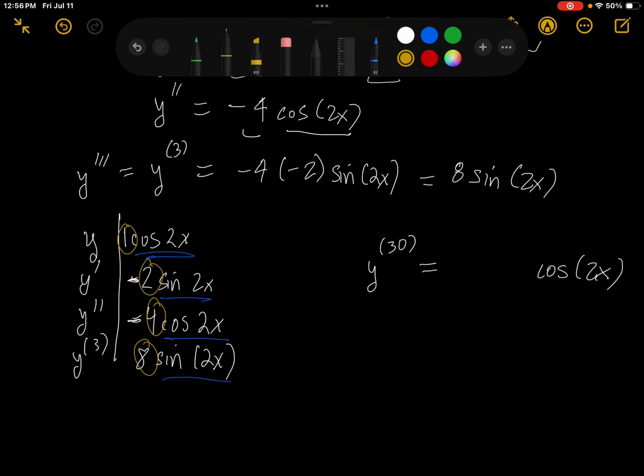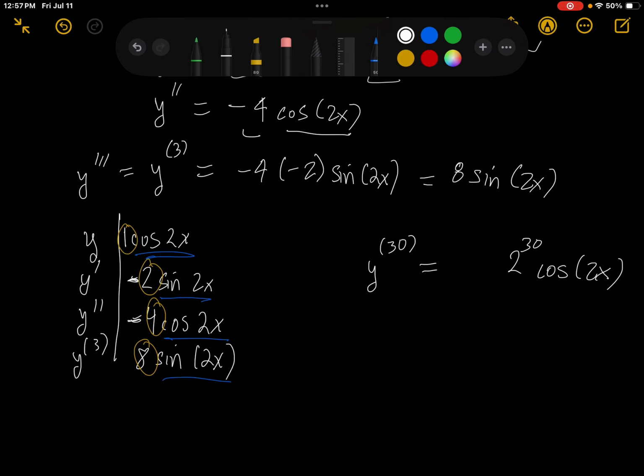So you're multiplying by 2, 30 times when you take the 30th derivative. So if you start off with 1 and then you multiply by 2 30 times, what are you going to get? You're going to get 2 to the 30th power. Right? Because that's 2 times itself 30 times. Now we have to figure out if we have a plus or minus.